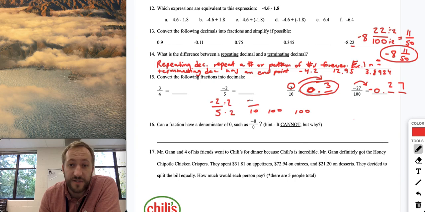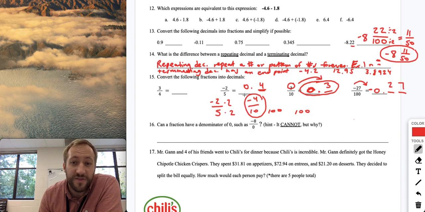Negative 2 times 2 is negative 4. And now look, this is my new fraction. It has a denominator of 10, which I actually already know is a place value. So here's my decimal. I know if it's in the tenths place, I'm looking to have the decimal extend this far. I put my new numerator of 4 right there. And then the negative is out front. So now I have negative 0.4.